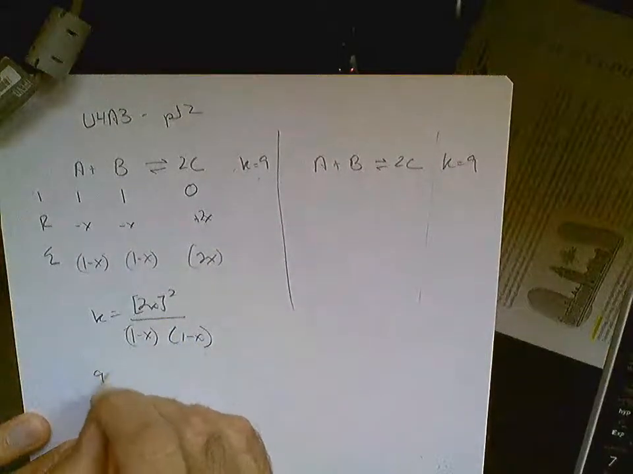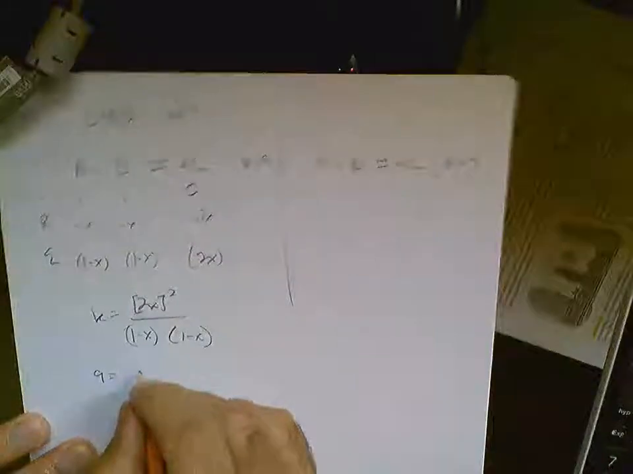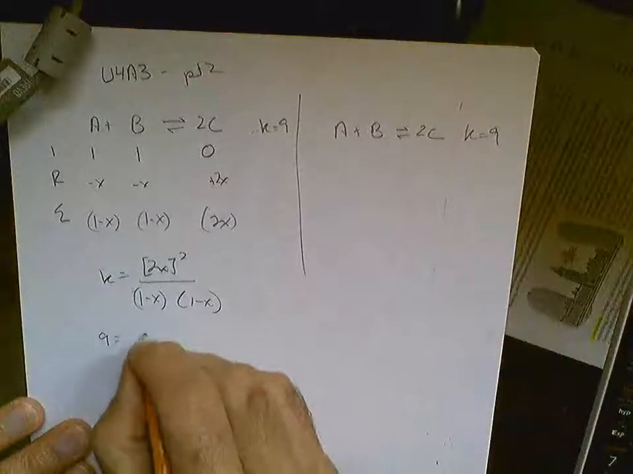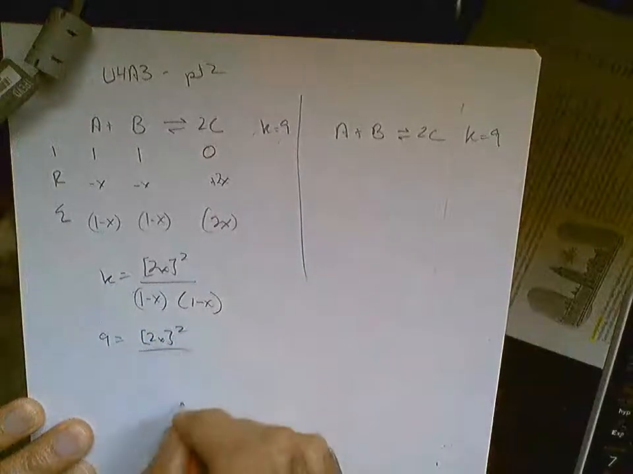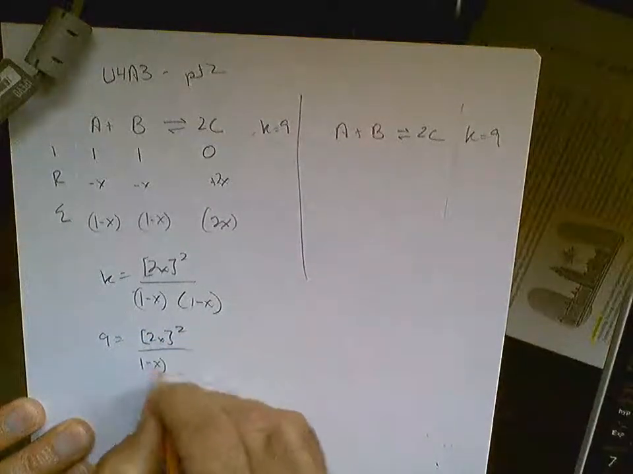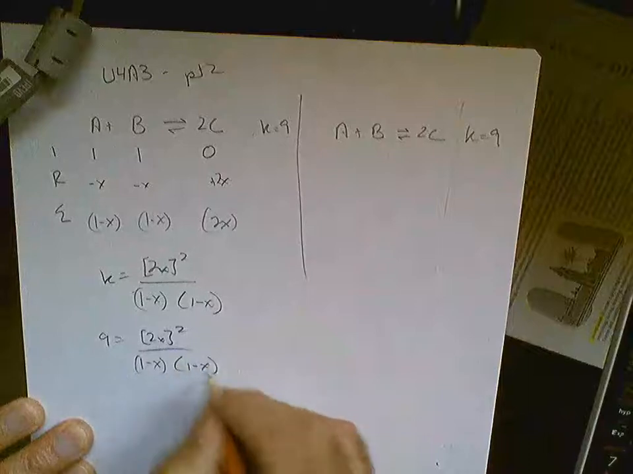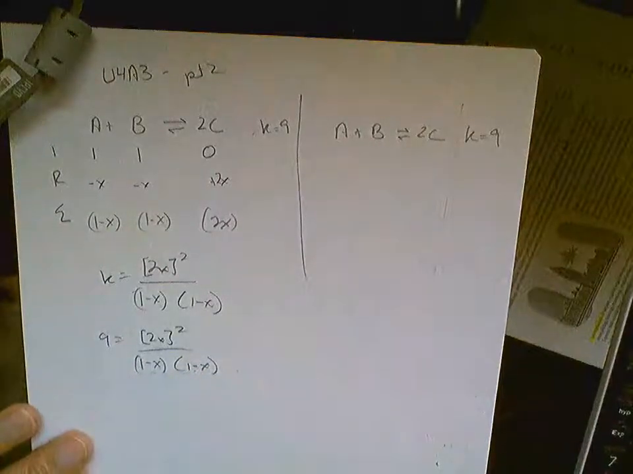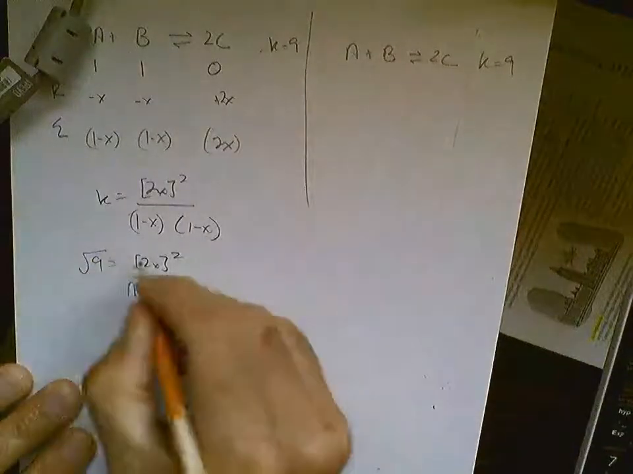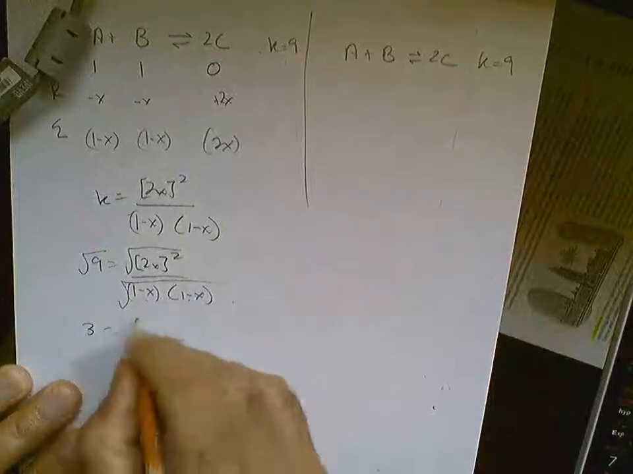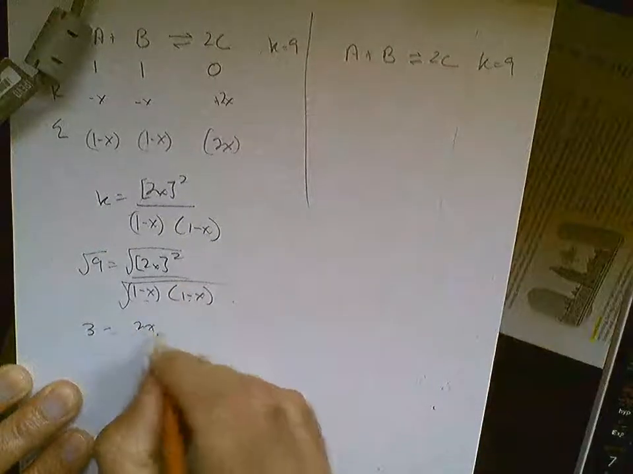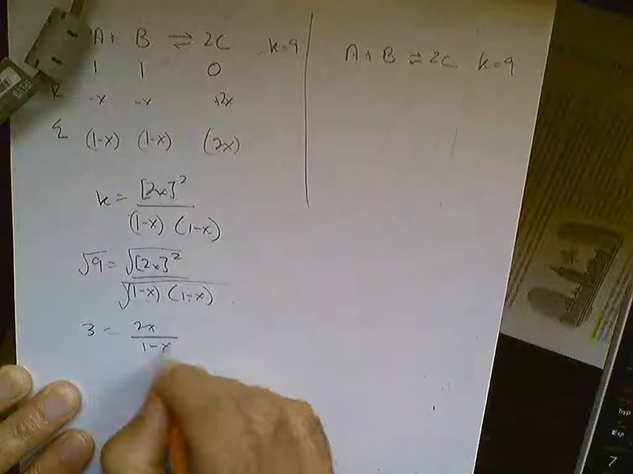I'm hoping that you can see that this is like the last problem we've done. We know we have a square on the top because they're squared there. We know we have a square at the bottom, and this is the second way you can recognize a square: you've got two things that are the same. If you ever see this, take the square root of everything. 3 equals 2x over 1 minus x.